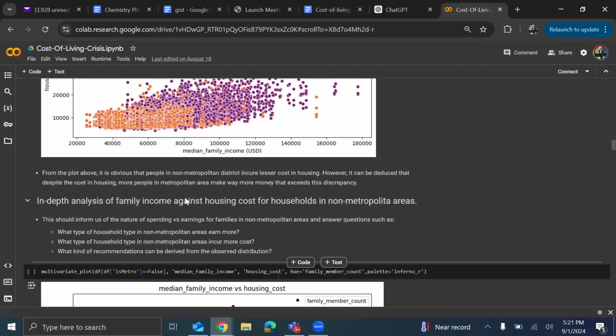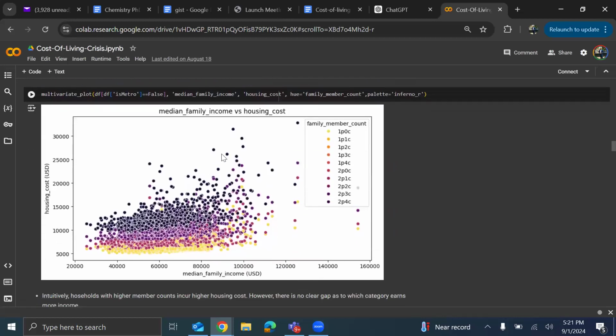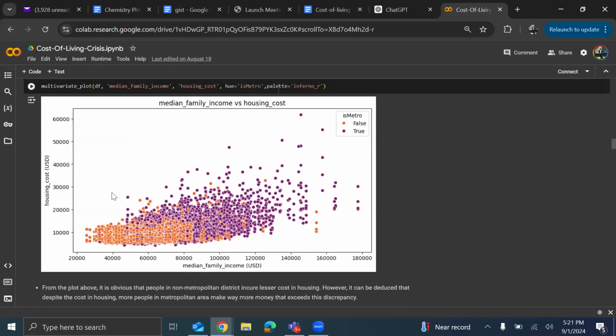We also did that for other features, in this case housing costs.